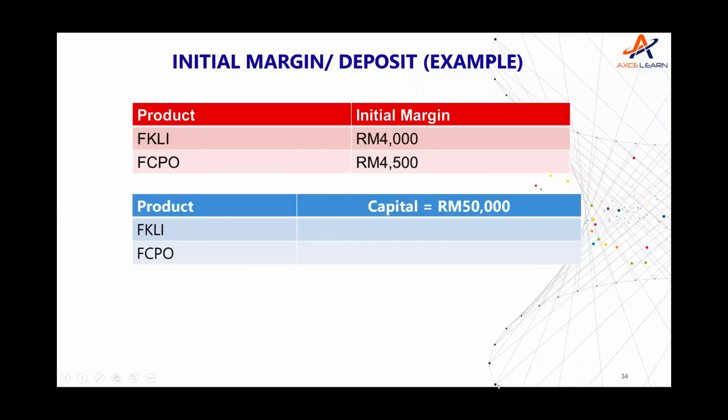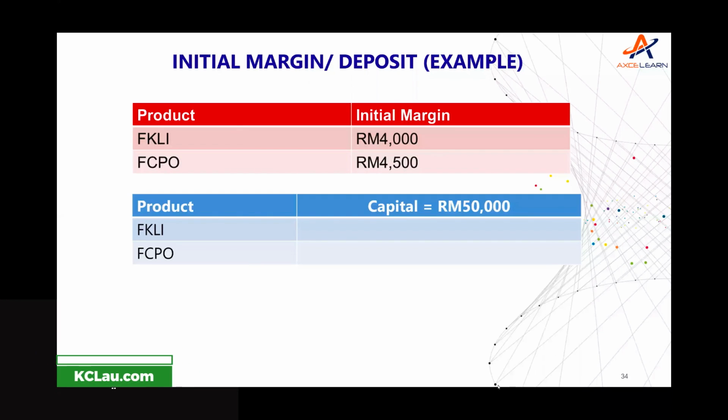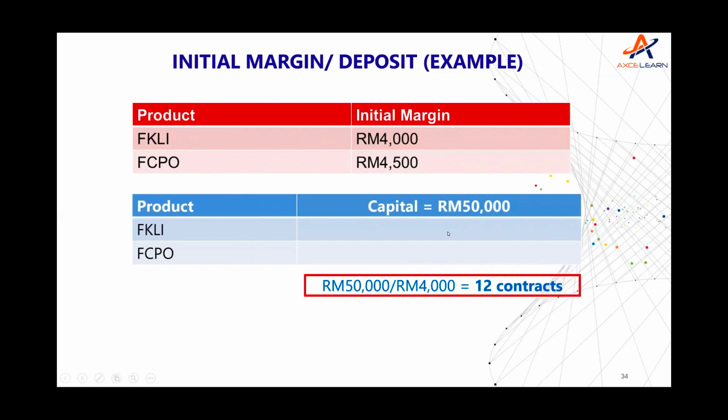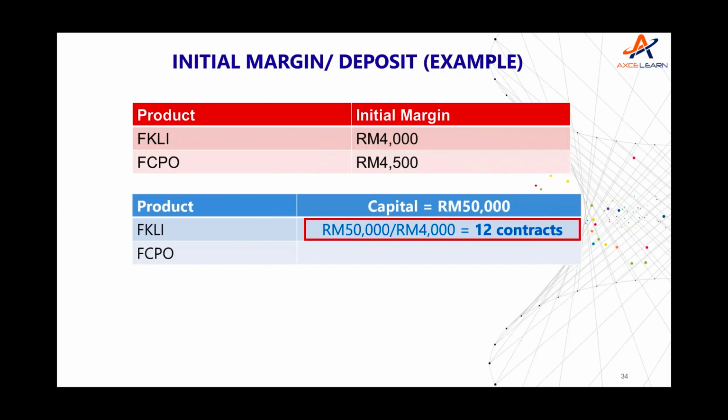So the question is, when you have 50,000 capital and you want to trade FKLI only, how many contracts can you trade? That's the question. Okay, some people put in 10, 12, we got a few 12. Well, we have many answers. So exactly, the answer will be 12 contracts.